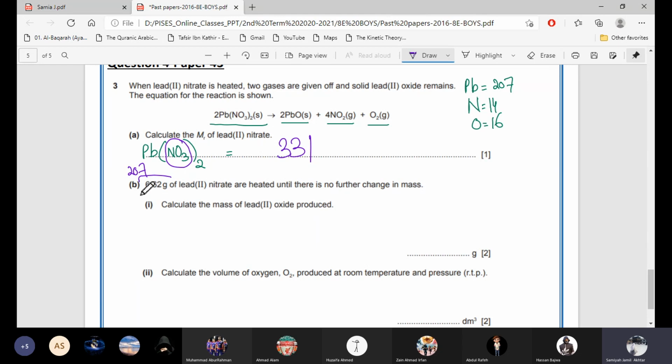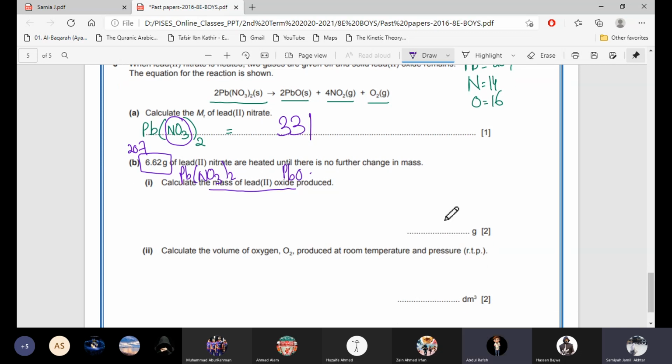The mass of lead nitrate is given to you. 6.62 grams of lead nitrate are heated until there is no further change. Calculate the mass of lead oxide. So lead nitrate is given. You have to find out the mass of lead oxide. You have to take the molar ratio.